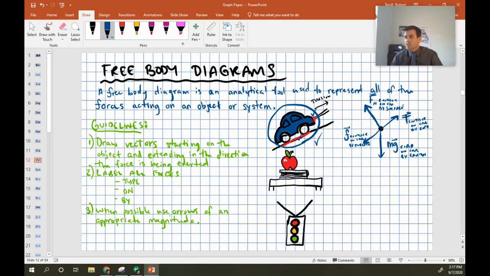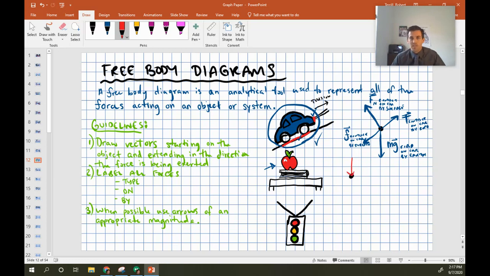Okay, so for our next one, I'm going to do this apple. And I'll do it a little bit faster, I hope. We're just doing the apple that's sitting up there. And it has only two forces on it. It's going to have these vectors here. I wanted to show you guys what I don't want you to do. I don't want you guys to do this.